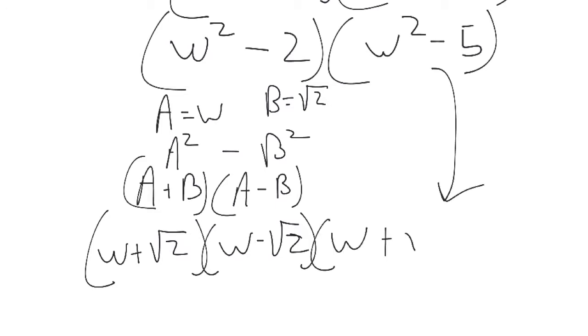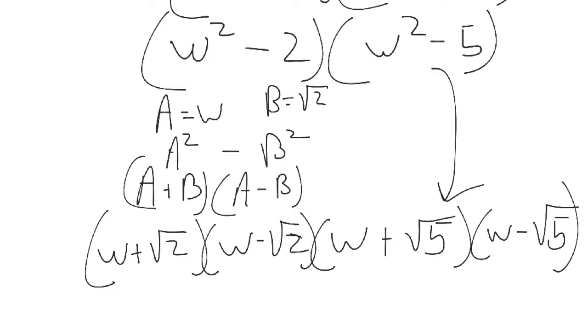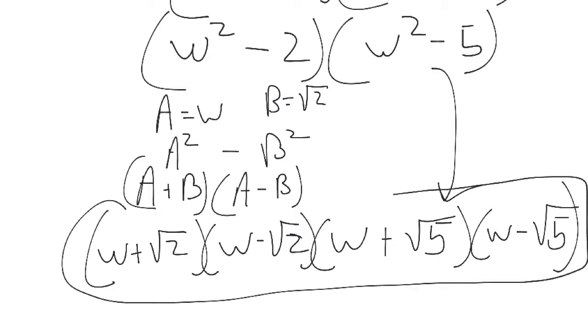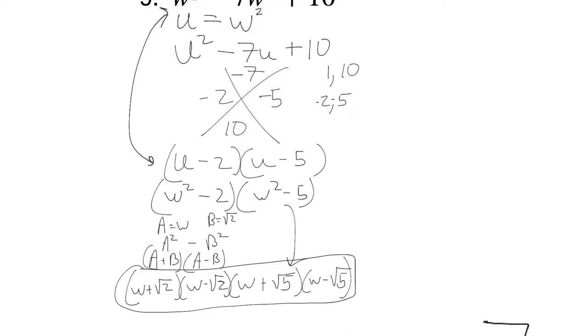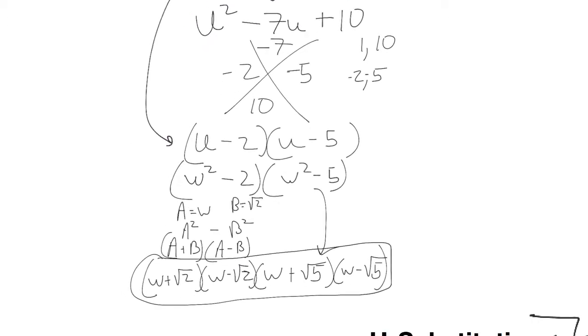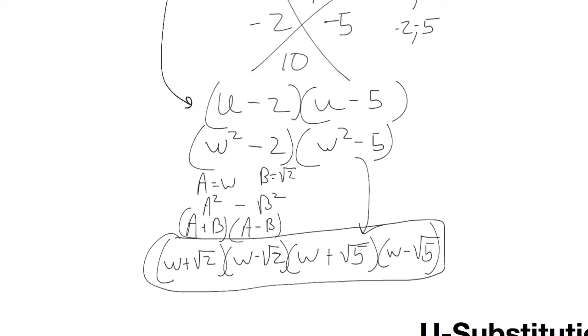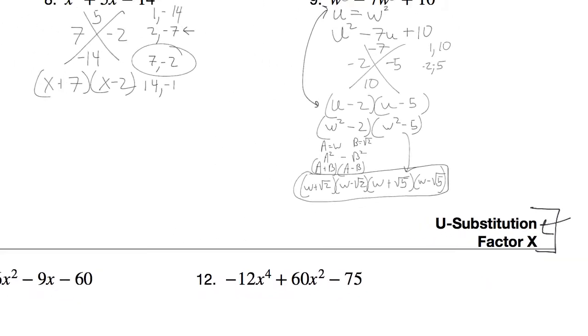W plus square root of 5, w minus square root of 5. Wow, what an awesome problem. We got to use like 3 tricks all in a row. U-substitution, a factor x, and 2 different difference of squares. That is how you perfectly factor that all the way down.